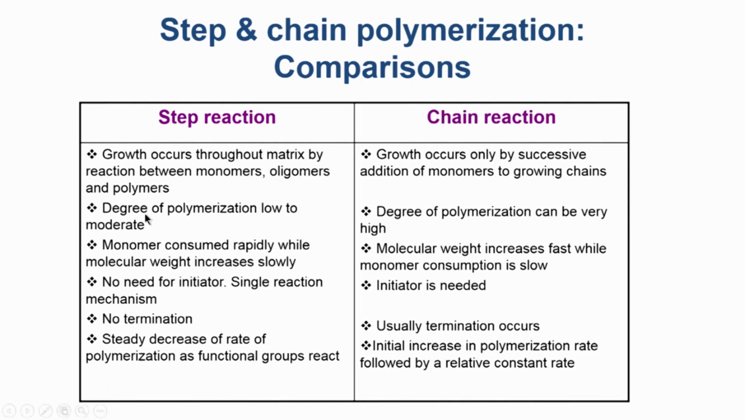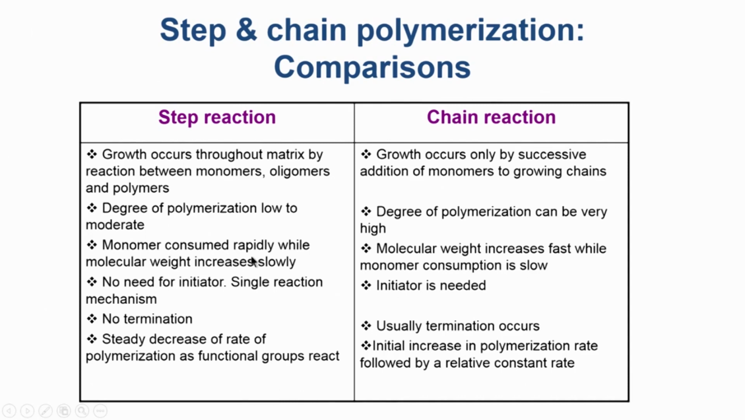Degree of polymerization typically obtained with the step reaction is low, and what I mean by that is it is difficult to get long polymers through step reaction, but with the chain reaction the degree of polymerization can be very high because you can add very less amount of initiator, and the reaction will continue to go on till all the monomer has been consumed.